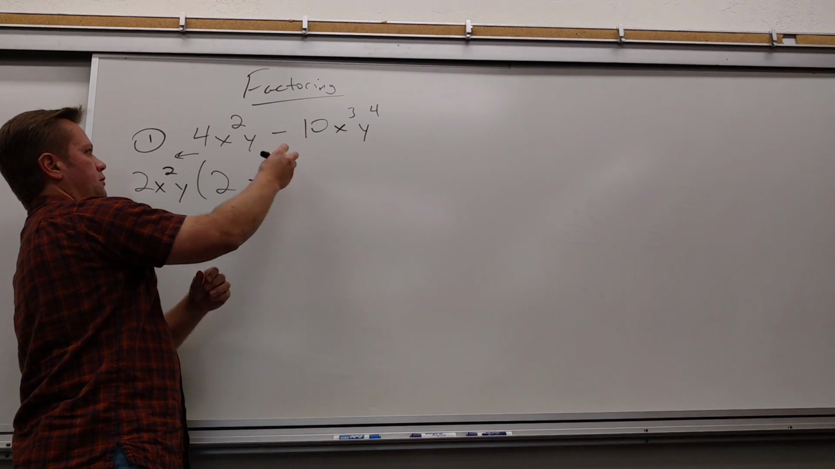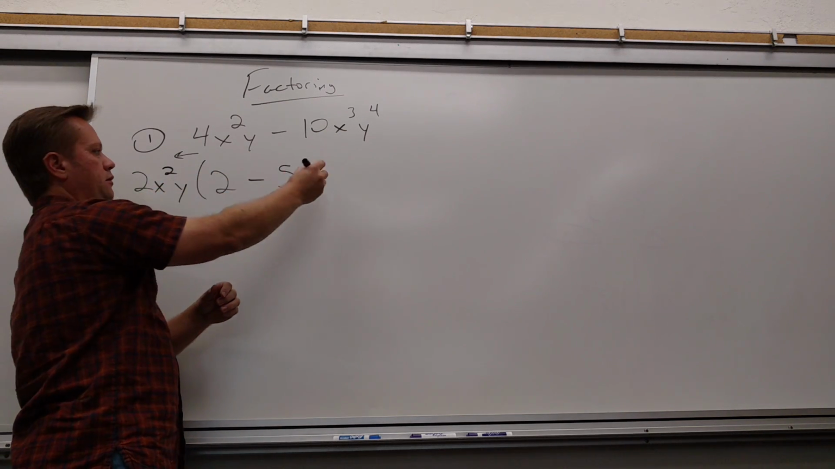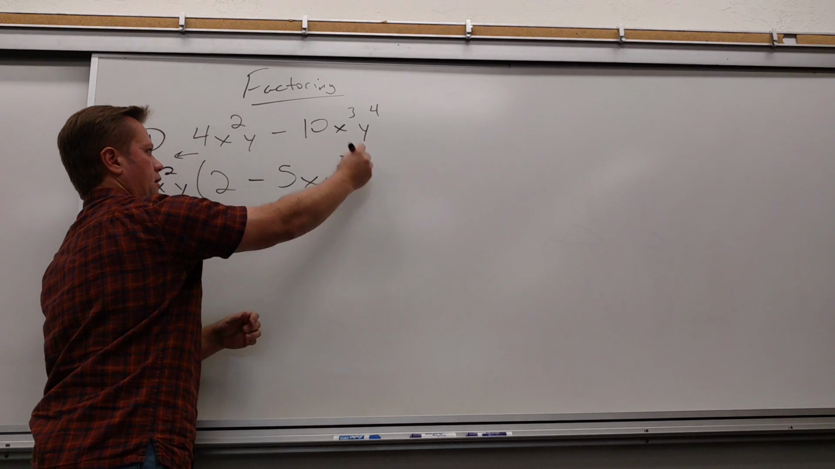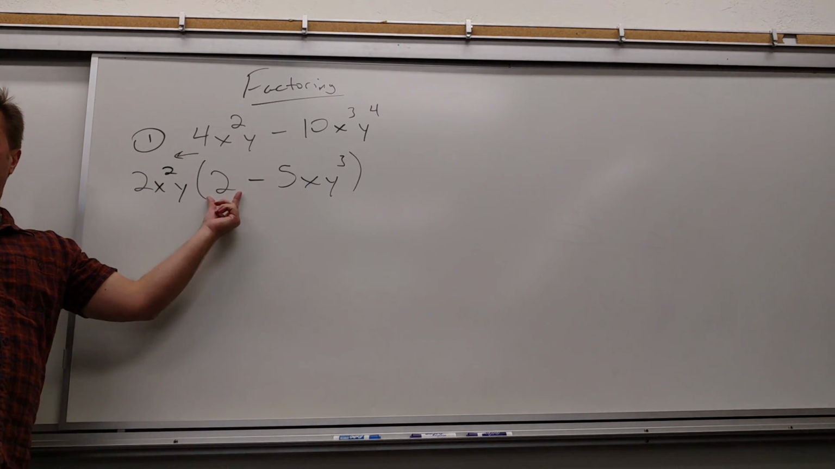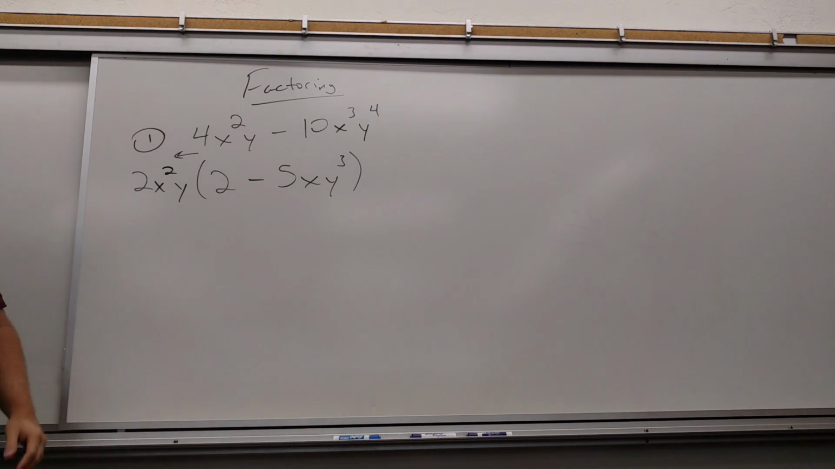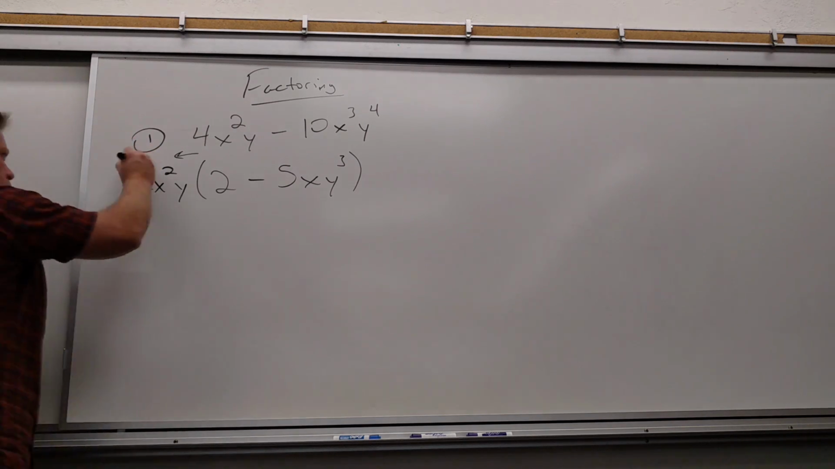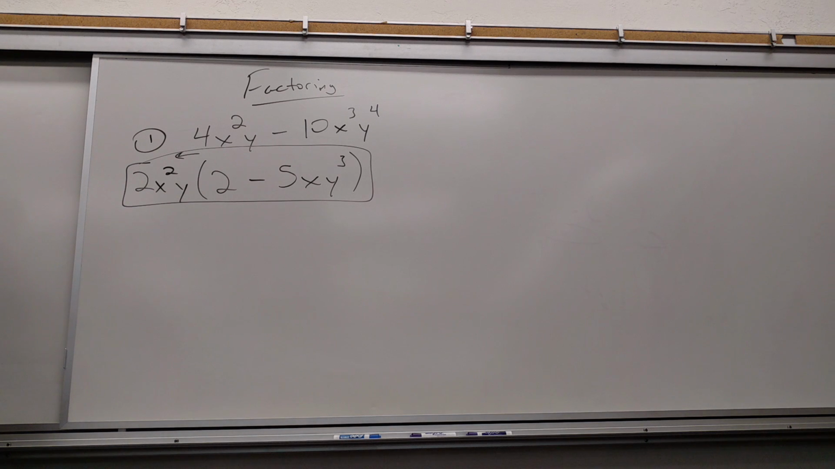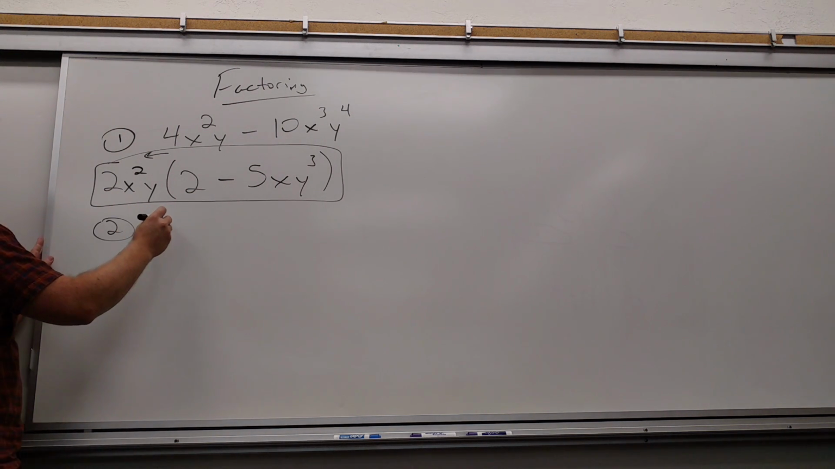10 divided by 2, 5. I had 3 X's, now I have 1. And 3 Y's. I like it. And I know I'm done because no numbers come out and there are no variables common to both. Does that sound familiar? All right. And the next level of this would be a problem like this here.